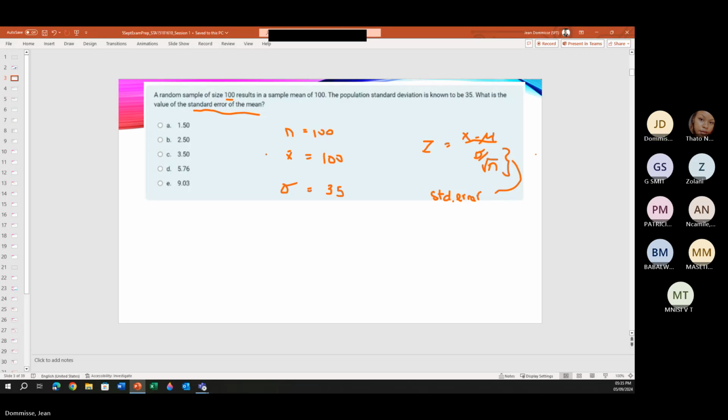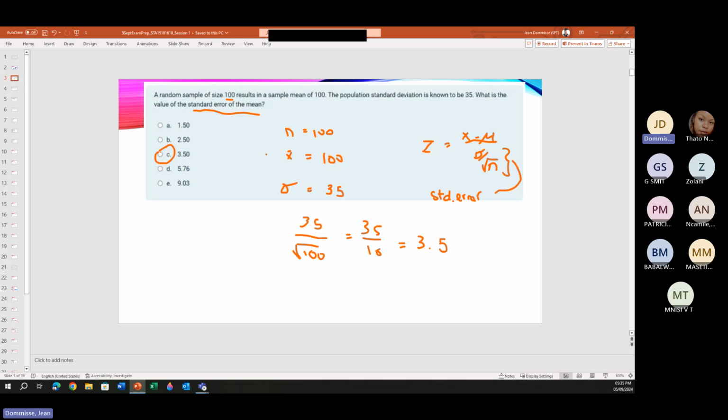So it's standard deviation 35 divided by the square root of 100. The square root of 100 is 10. So 35 divided by 10 will give you 3.5. Okay, so that is how we will get to this answer.